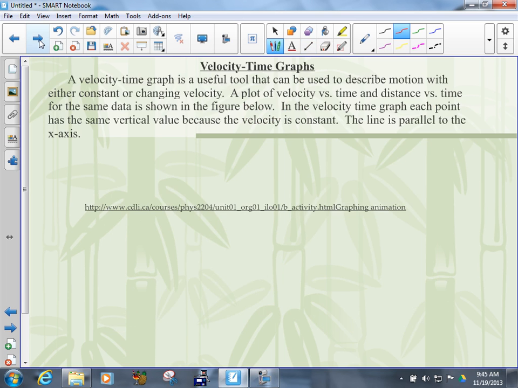Now, velocity time graphs. A velocity time graph tells us how fast and in what direction the object is going at various points in time. So it shows us essentially the progression of the object.